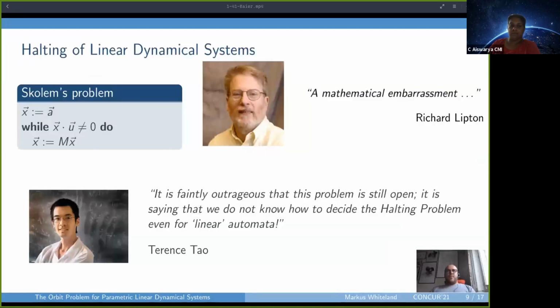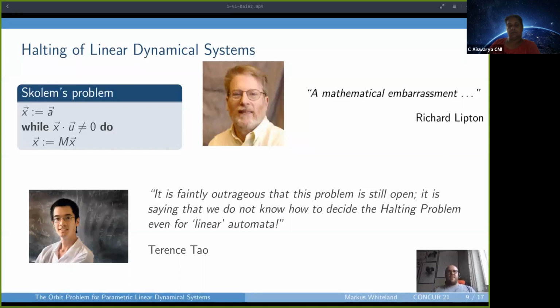Skolem's problem can be expressed as a halting problem on while loops with linear updates. The structure of the loop is exactly the same as we discussed previously, except that the loop guard is different, and here we do not have any input. Here the loop halts if the inner product of the loop variable vector with a fixed vector u equals 0. Geometrically, this means that the loop halts if there is a point in the orbit that hits the hyperplane defined by the vector u. This is a subspace of dimension d-1 if there are d variables.